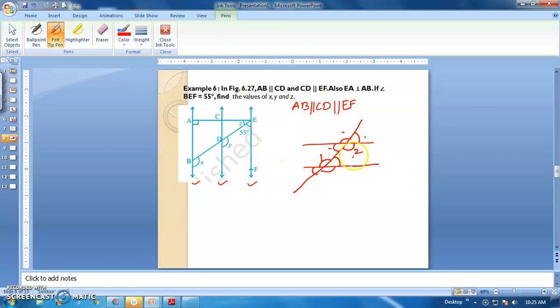And also suppose you take this angle as 3, then the sum of 2 plus 3 equals 180 degrees, because look at this, it is a transversal and these are parallel. So the sum of these two angles, that is, interior angles on the same side of the transversal, is supplementary, that is 180 degrees. So this concept is very important. We are going to prove this question using this concept only.